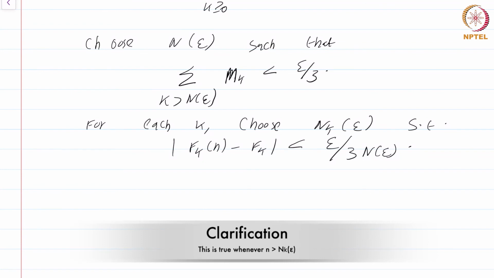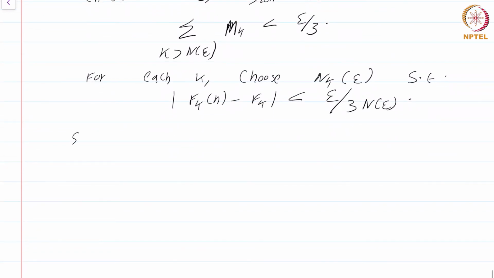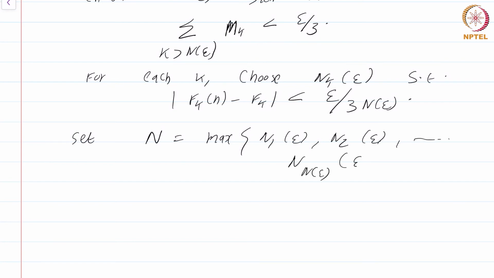So what we have is that each f_k^n converges to f_k. So for each k we can find some n_k of epsilon such that mod f_k^n minus f_k is less than epsilon by 3 N epsilon. Now what we do is set capital N to be just the maximum of n_1 epsilon, n_2 epsilon, up to n_N epsilon of epsilon.